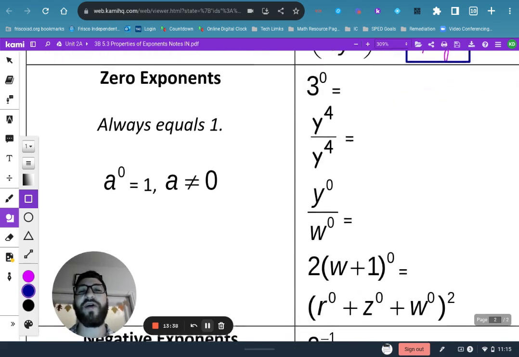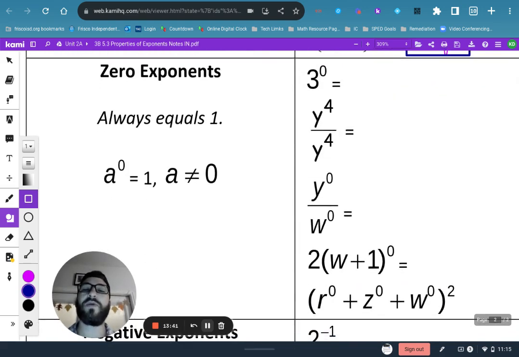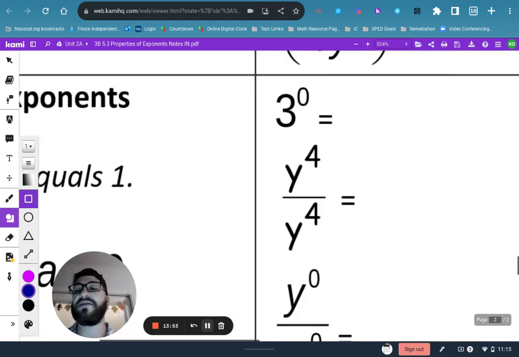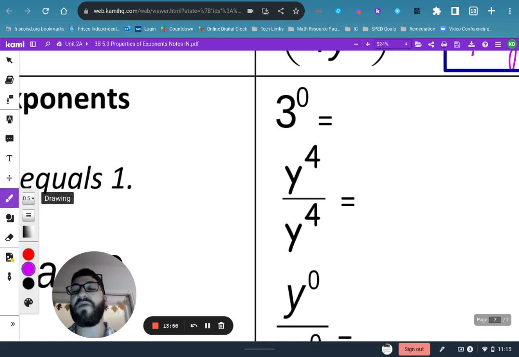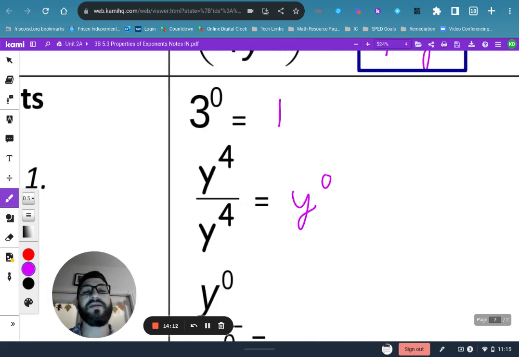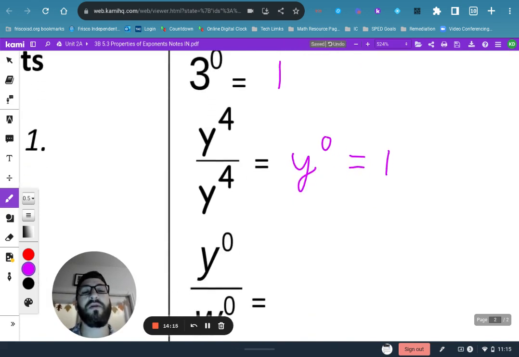So our next one is one of everyone's favorite. It's our zero exponent. So anytime I take any base, no matter what, to a power of 0, it is always going to be equal to 1, as long as that base, of course, is not 0. So as an example, if I have 3 to the 0, I don't have to do anything crazy because my base is being taken to a power of 0. So that's just equal to 1. Following example, I have y to the fourth over y to the fourth. 4 minus 4 would be 0, so this would be equal to y to the 0, and anything to the 0 power is equal to 1.